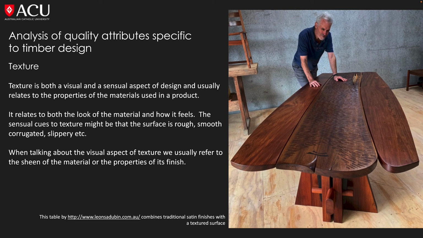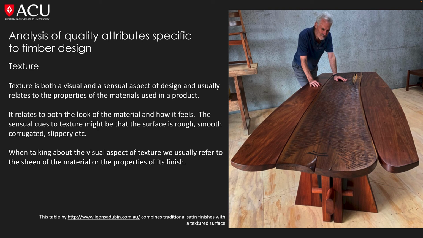When talking about the visual aspect of texture, we usually refer to the sheen of the material or the properties of its finish. And this example here is actually from a fairly local designer. You can see a range of textures here. In the outer leaves of this table, you can see more of a traditional satin finish, so it's probably an oil finish on this piece, and you can see that it's got a soft look to it.